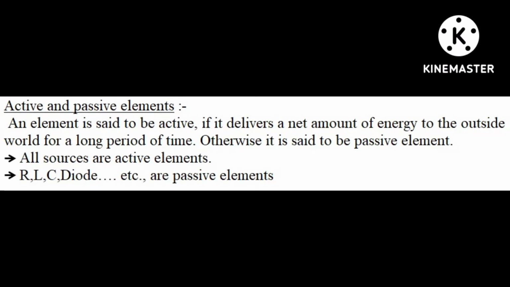Next type of element is active and passive elements. An element is said to be active if it delivers a net amount of energy to the outside world for a long period of time. Otherwise, it is said to be a passive element. Examples: all sources are active elements, and R, L, C, that means resistor, inductor, capacitor, and diode are passive elements.